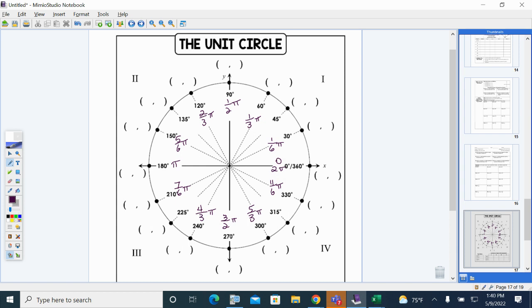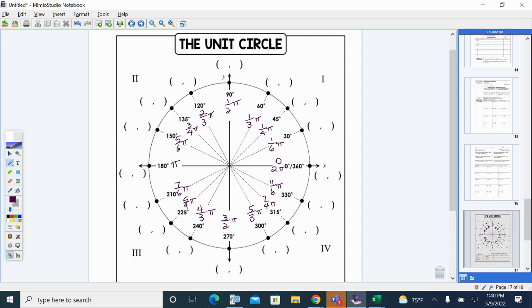So that takes care of all of our multiples of 30, and then we can go in and add our 45. 45 is 1/4 pi. 90 would be 2/4. 135 is 3/4. And then 180 is our 4/4. 225 is 5/4 pi. 270 is 6/4 pi. 315 is 7/4 pi. And then, of course, 8/4 pi would be our 360. So that gets the radian measures in there.